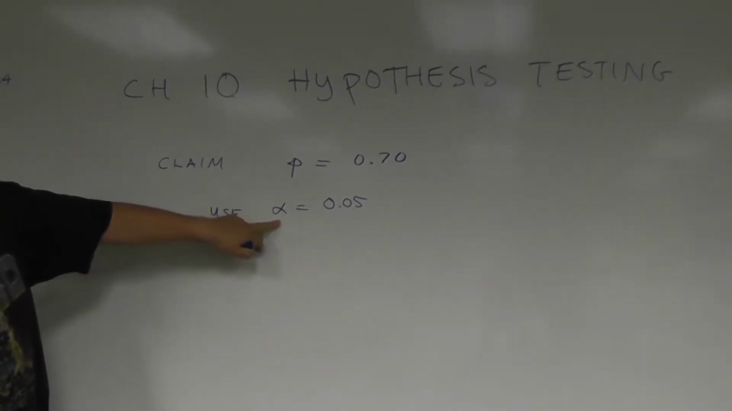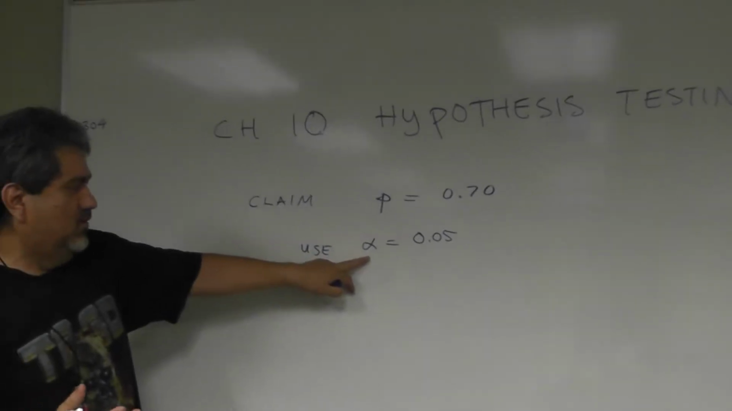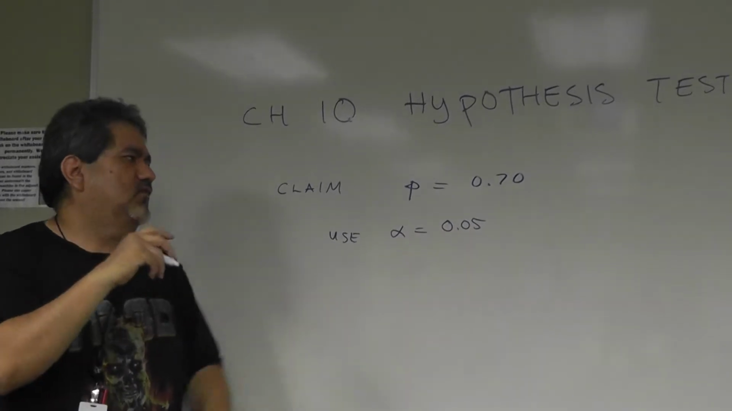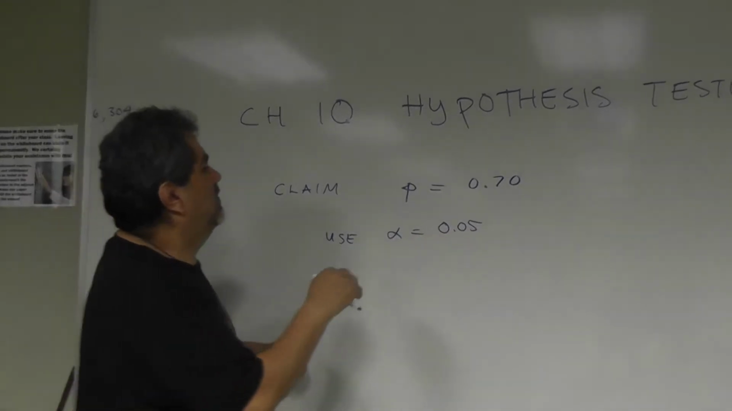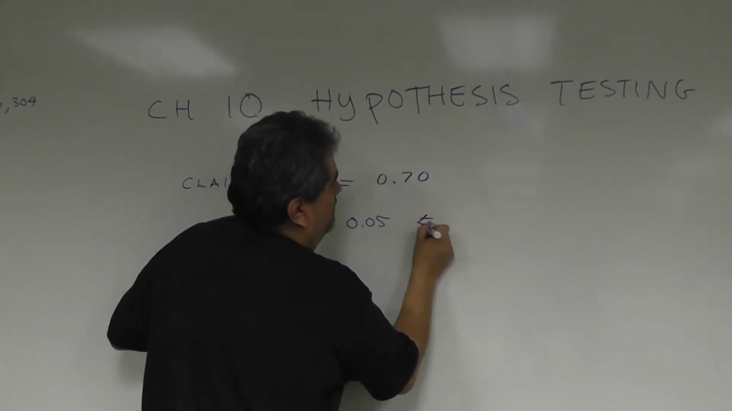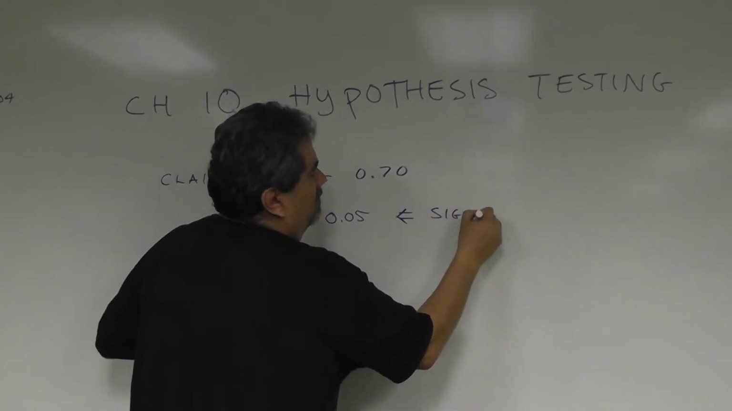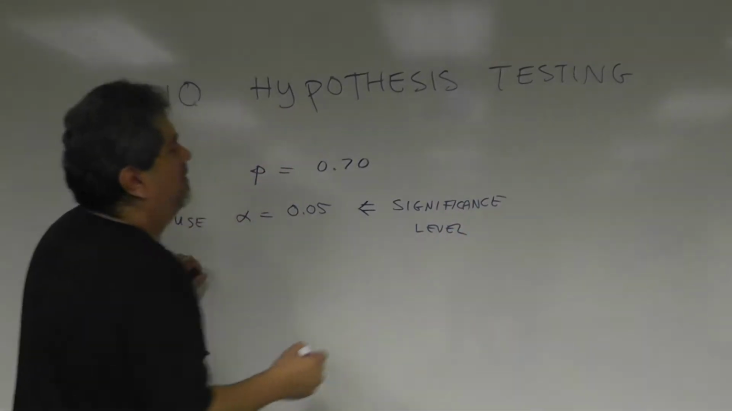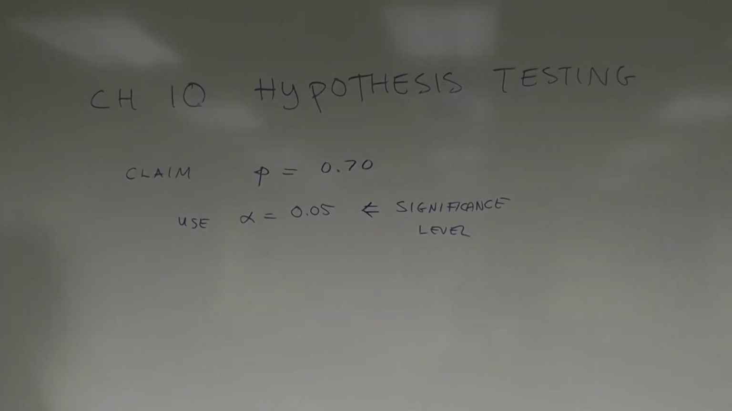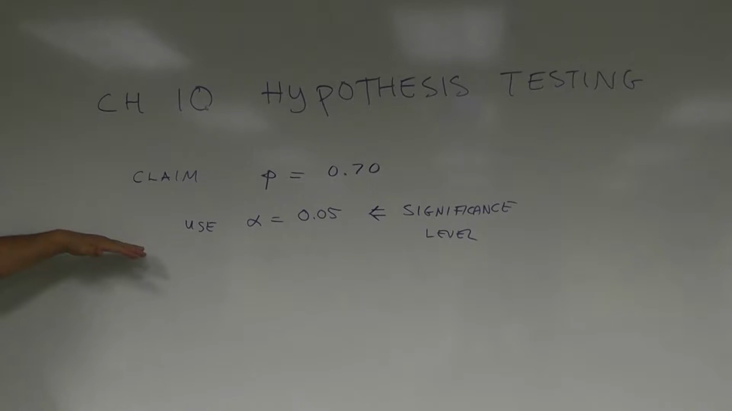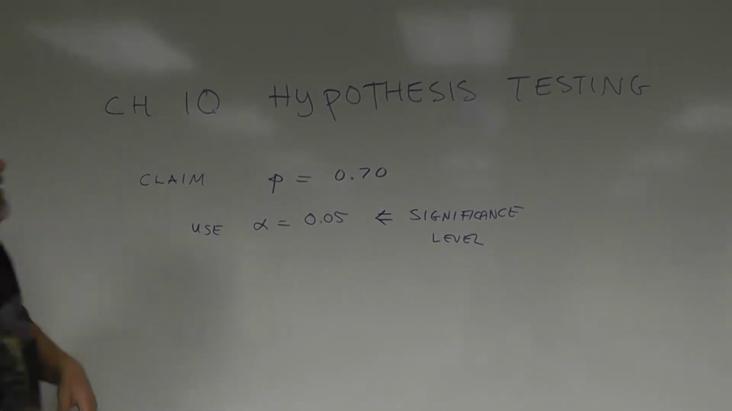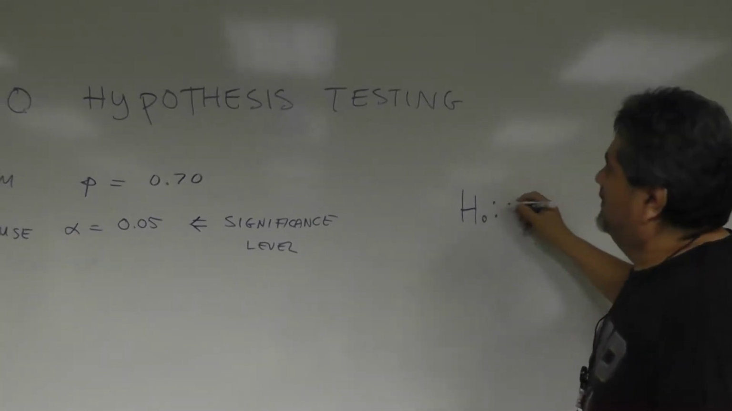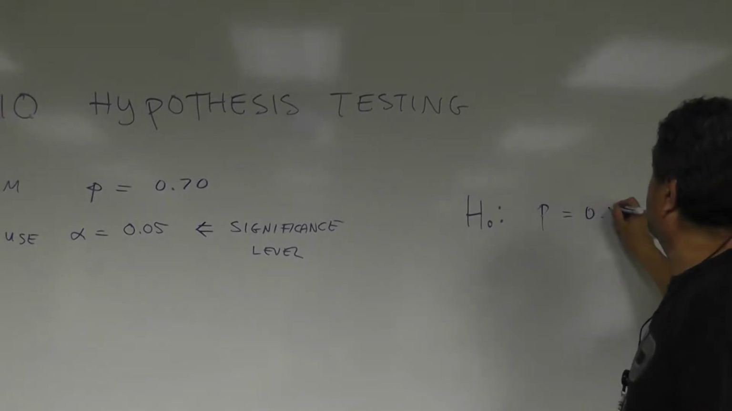Now this one is very easy to find. You don't really have to worry about this one because this will always be given, right? You will be told in the context of the problem, use an alpha of 0.05 or an alpha of 0.01 or something like that, right? So in this case, this is the significance level. And then we are going to test this claim, but before we actually do it, the first thing we need to do is write the hypothesis. All right, the null hypothesis is that the percentage is equal to 70%.